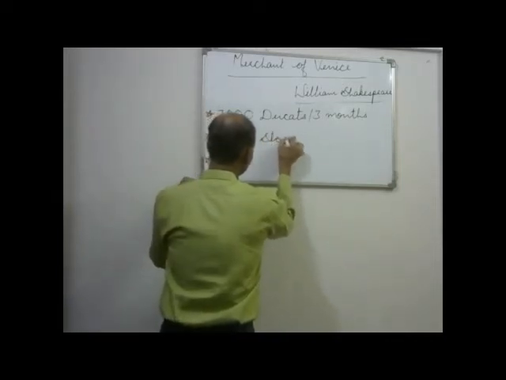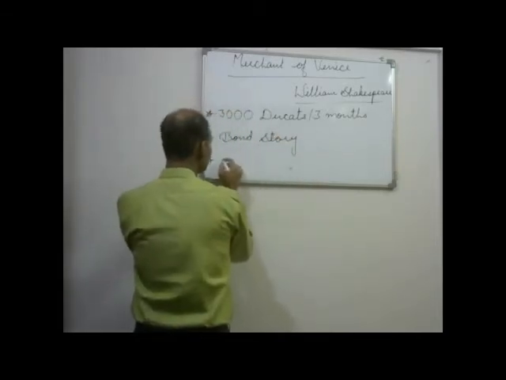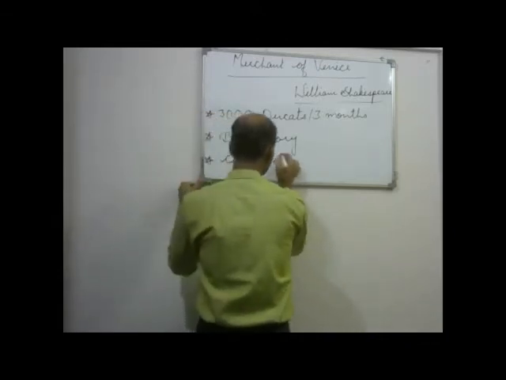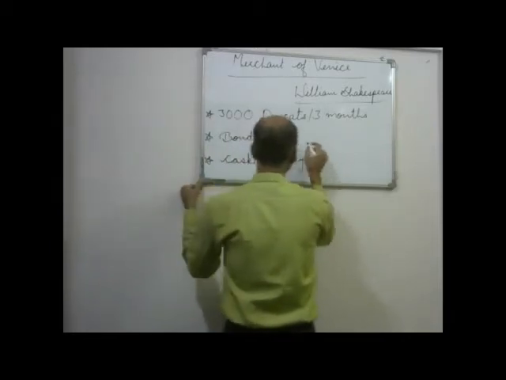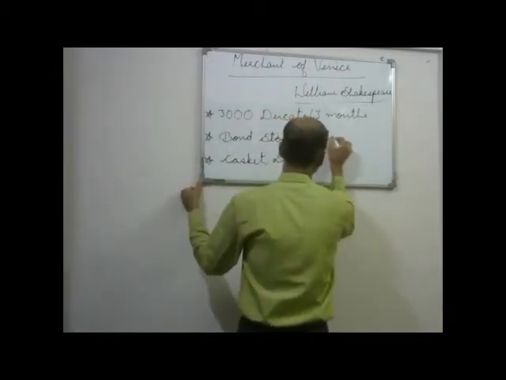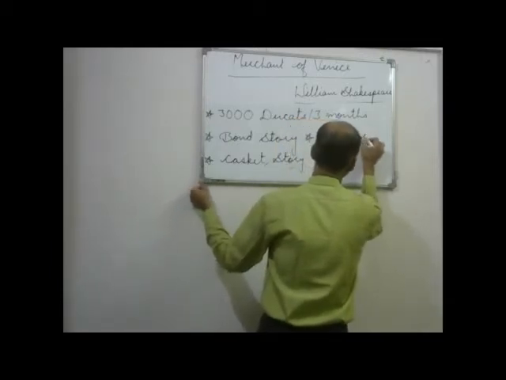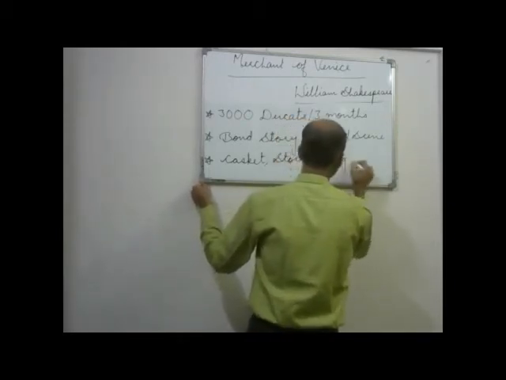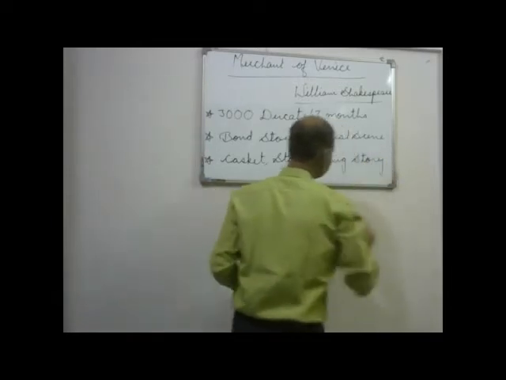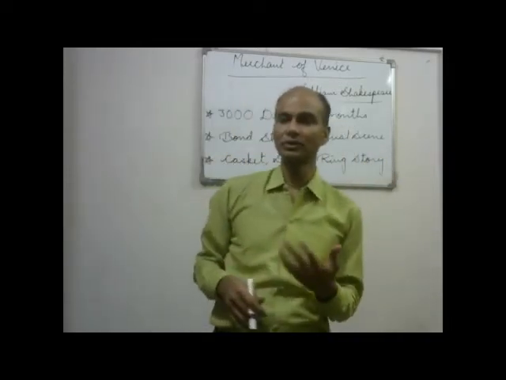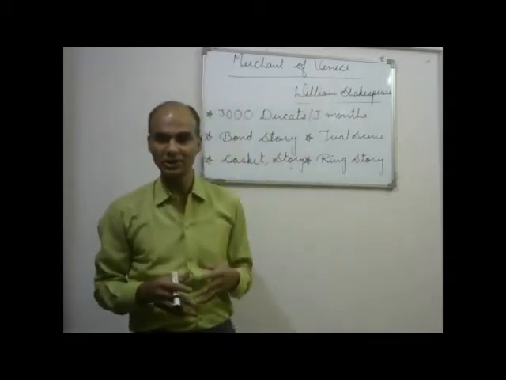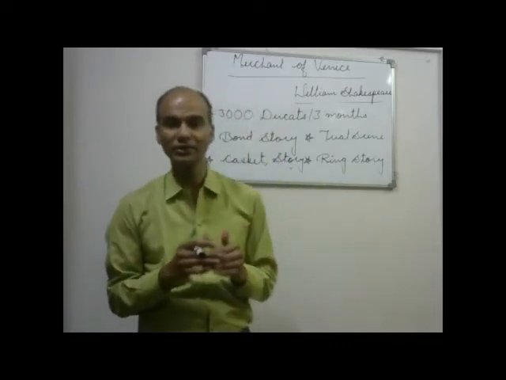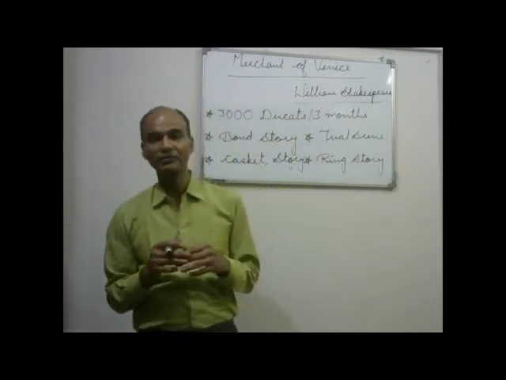All these stories are very important. So the bond story, then we have the caskets story, then we have the trial story or trial scene, and finally we have the ring episode or ring story. And we can have separate questions on the importance of these stories or these scenes, and they are quite significant in this play. So I was talking of the first act, and in the first act all these happen.